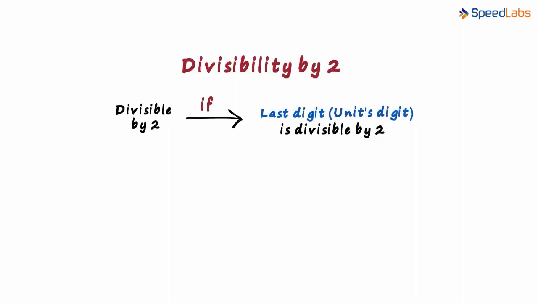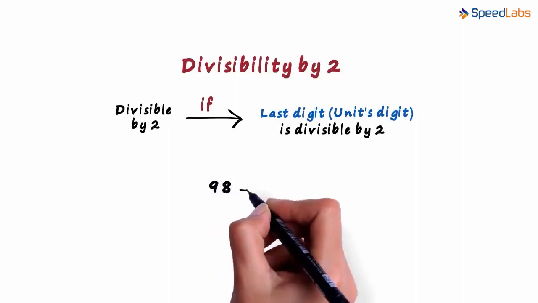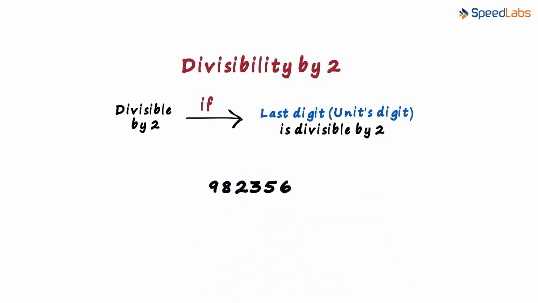Here's your first number, 982,356. Is this number divisible by 2? To answer this quickly, we just need to look at the last digit. The last digit is 6. And since 6 is divisible by 2, the entire number is also divisible by 2.